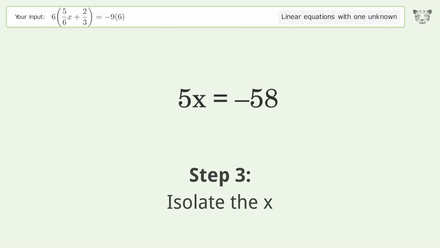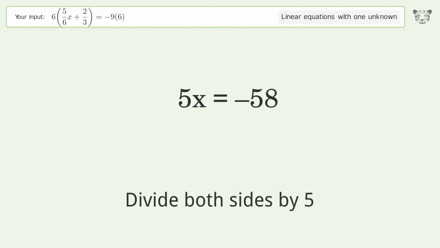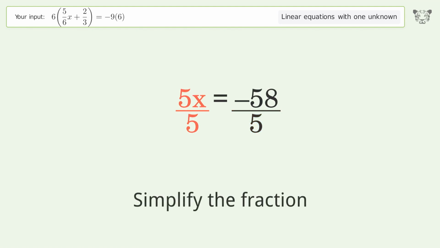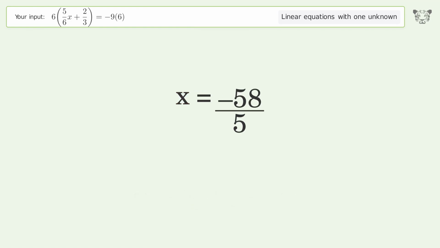Isolate the x. Divide both sides by 5. Simplify the fraction. And so the final result is x equals -58/5.